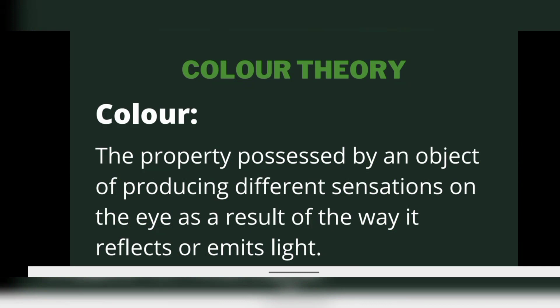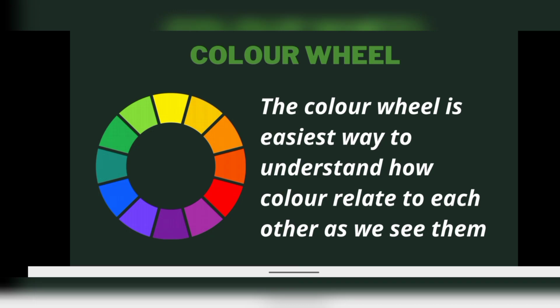Okay, before we dive into the details of color and color theory, let's first look at what color is. From Oxford, color is the property possessed by an object of producing different sensations on the eyes as a result of the way it reflects or emits light. With that being said, let's dive into color theory.